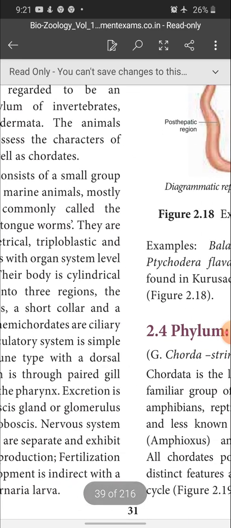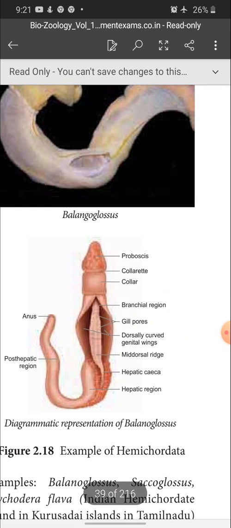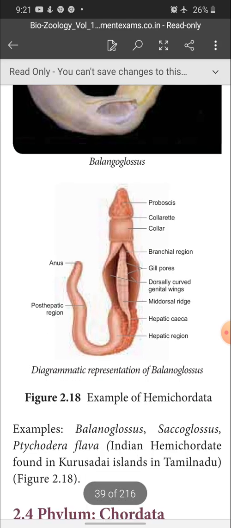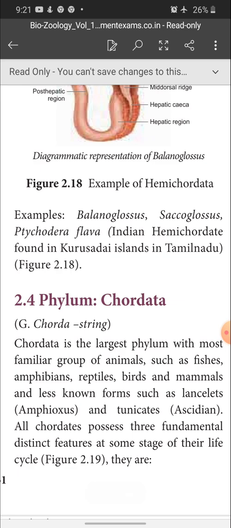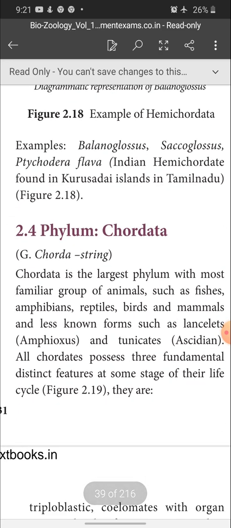Okay, so now we are going to see examples of this phylum: Balanoglossus, Saccoglossus, and Ptychodera flava, an Indian hemichordate found in Kurusadai Island in Tamil Nadu. And the next one is phylum Chordata. Chordata is the largest phylum with the most familiar group of animals such as fishes, amphibians, reptiles, birds and mammals, and less known forms such as lancelet, that is Amphioxus, and tunicates, Ascidian. So all the familiar animals are placed under the phylum Chordata, children.